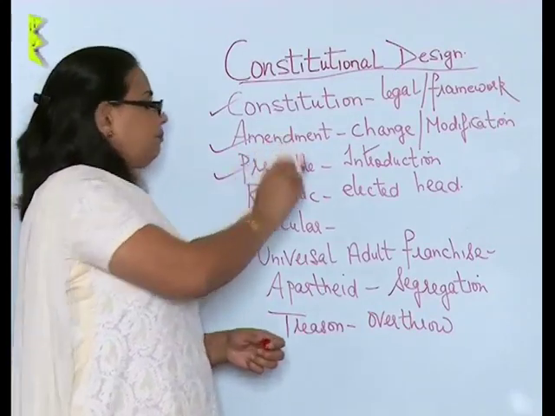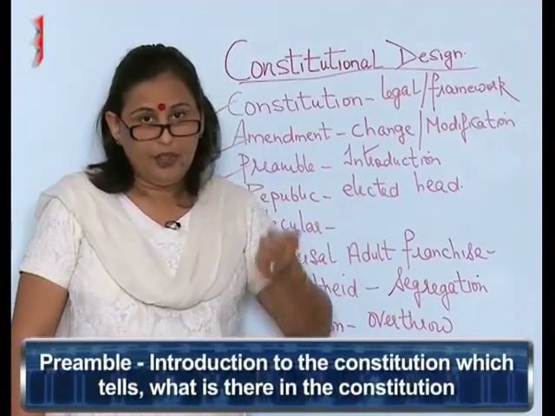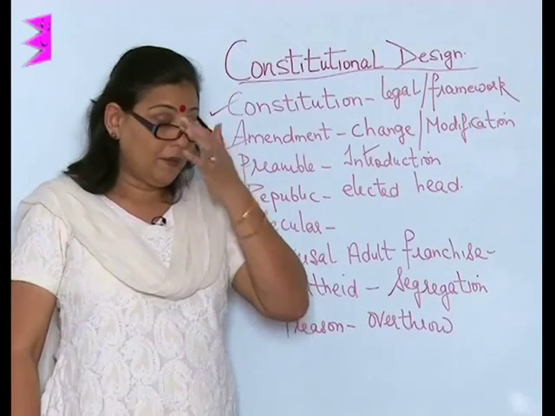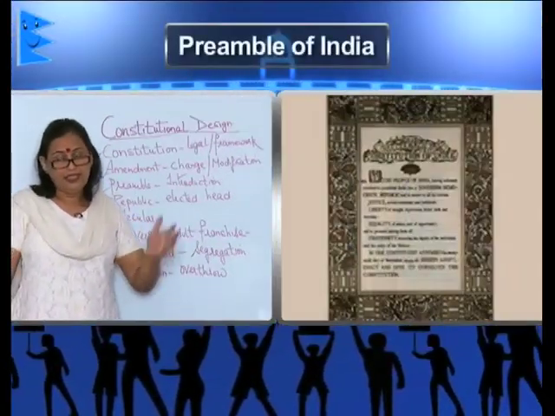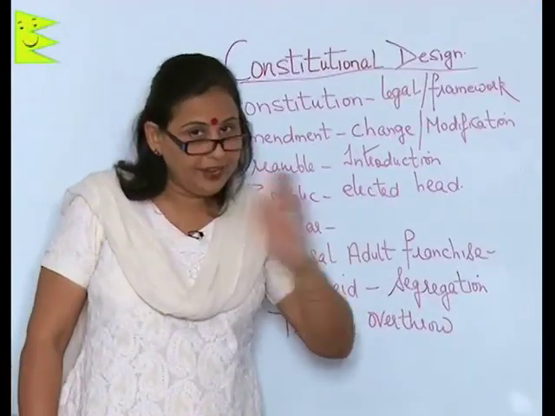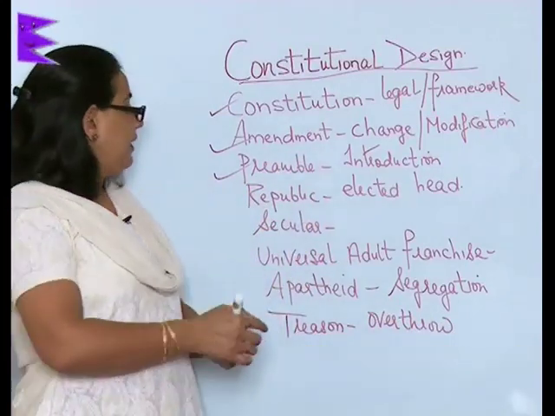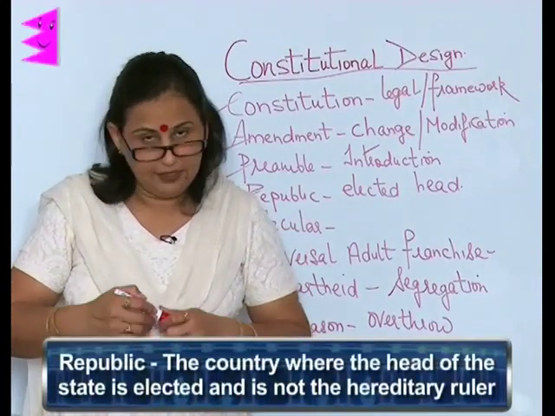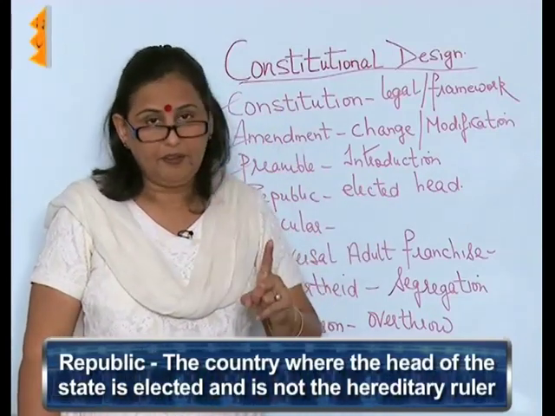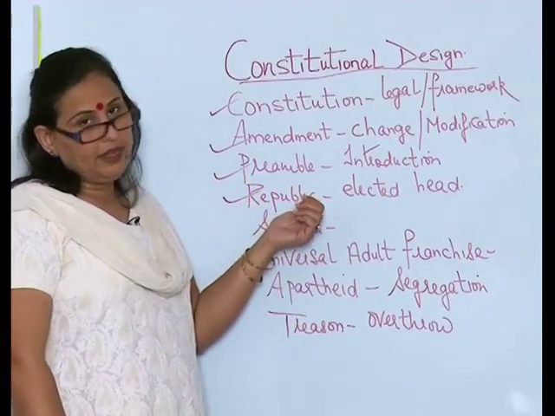Next is preamble. Every constitution has a preamble, that is an introduction to the constitution which clearly tells what is there in the constitution. If I talk about the Indian constitution, the preamble says we are a sovereign, socialist, secular, democratic republic. So, all these words indicate exactly what our nation is. Next is republic. Republic is that country where the head of the state is elected and is not a hereditary ruler. That is, when we elect the head of the state, it is a republican government.